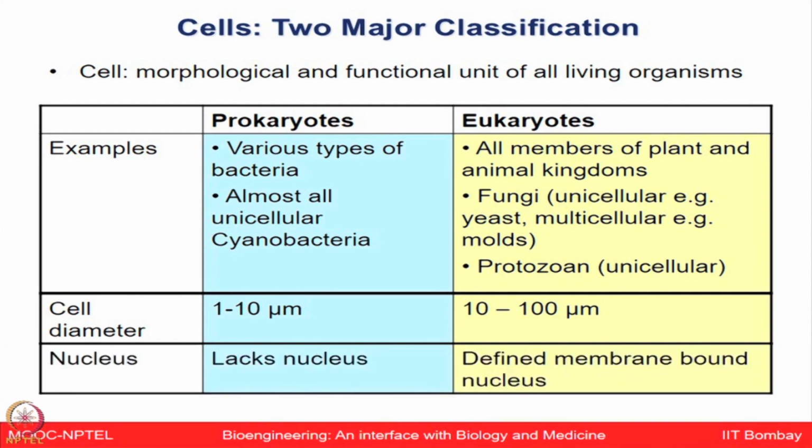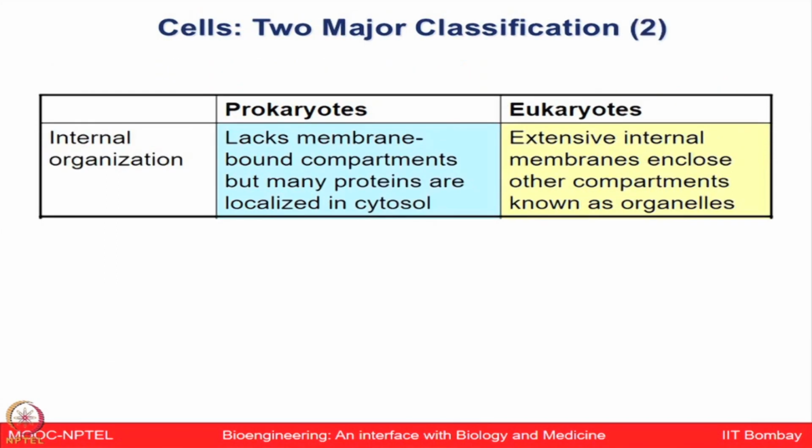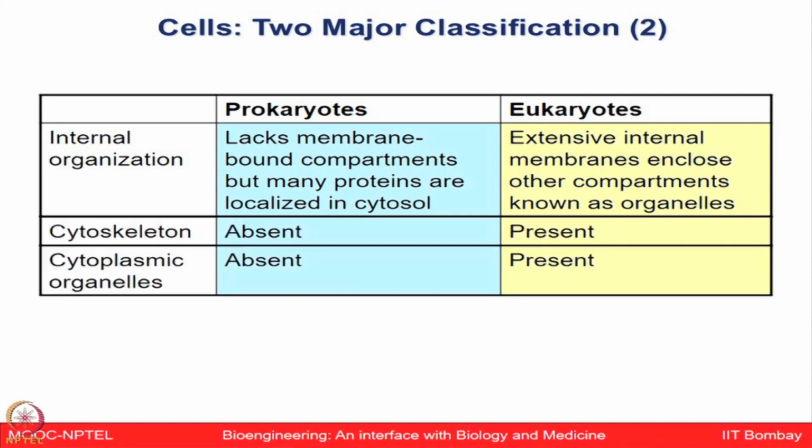Prokaryotes have a primitive nucleus, they lack the nuclear membrane. The eukaryotes have the defined nuclear membrane. Internal organization wise, the prokaryotes lack a lot of membrane bound organelles, and things are pretty much free floating in the cytoplasm, whereas eukaryotes have very defined organelles which have distinct membranes, either a single membrane or double membranes. Cytoskeletal elements and various cytoplasmic organelles are absent in prokaryotes, which are present in the eukaryotes.